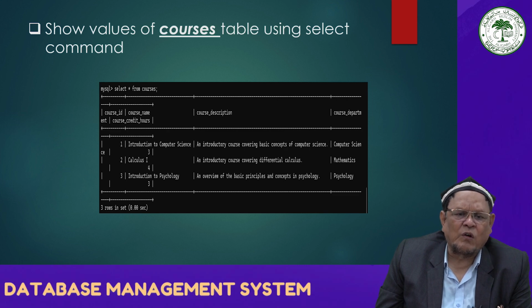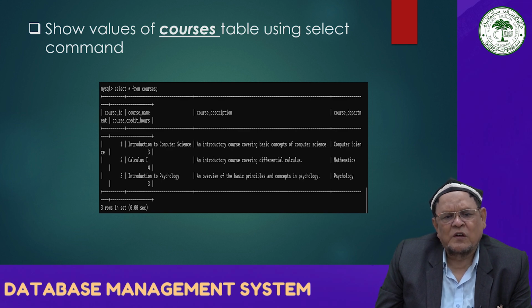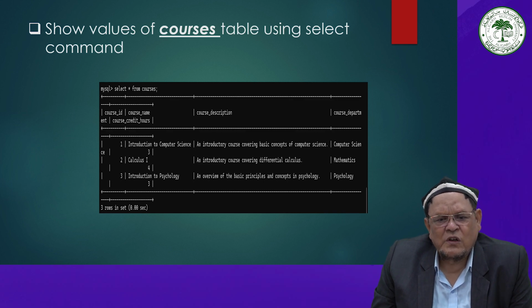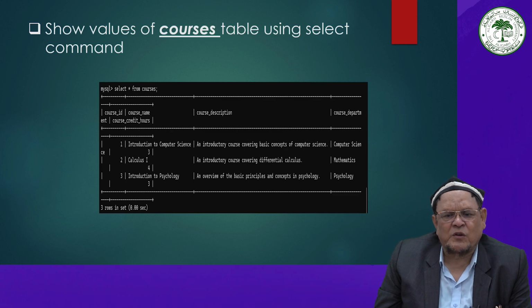1, 2, 3. One, introduction to computer science, an introductory course covering basic concepts of computer science, the computer science department and a 3 credit course. Next is calculus, an introductory course covering differential calculus, mathematics, credit 4. The third record is introduction to psychology, an overview of basic principles and concepts in psychology and 3 credit.